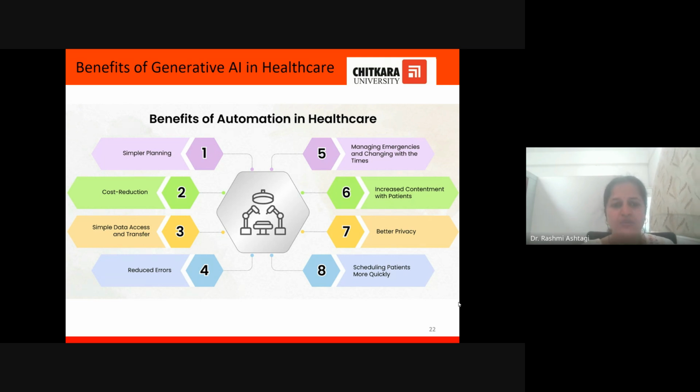So, simply, what benefits do we get from the machines? Simpler planning, cost reduction. It will help with administration. One person would be sitting there taking the appointments, and all those things can be done with this. We might have seen many apps where all the administrative work is done by them. Simple data access and transfer will be there, very few errors by the machines, and better privacy.